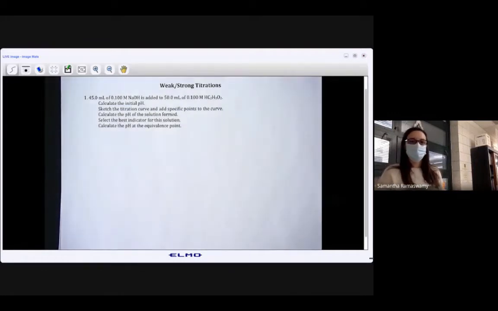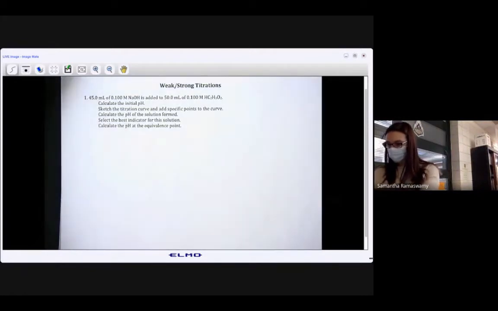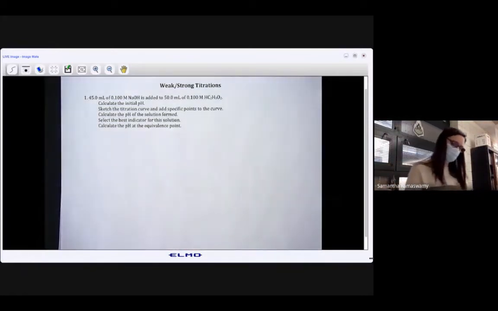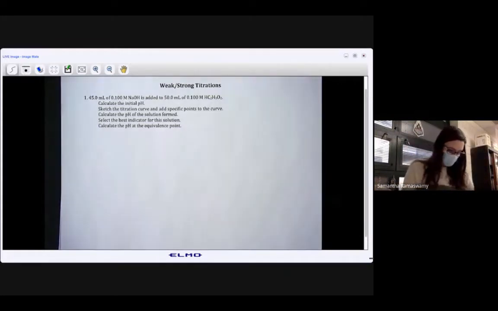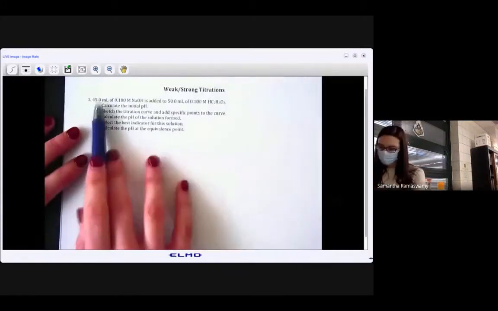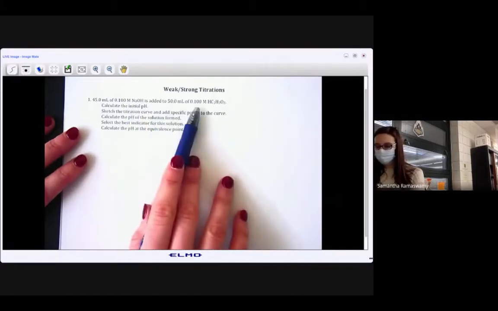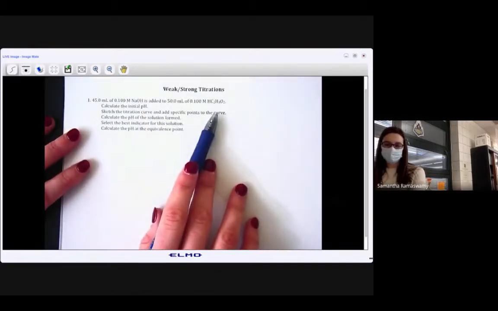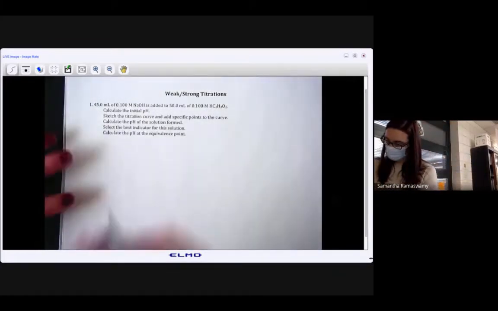So these are the notorious titration questions, but we're going to work through these questions, and I'm going to work through it up here. I'm going to write extra information on the side. You don't have to write the information if you're like, I don't need that. So for this question, it says 45 milliliters of 0.1 molar NaOH is added to 50 milliliters of 0.1 molar acetic acid.